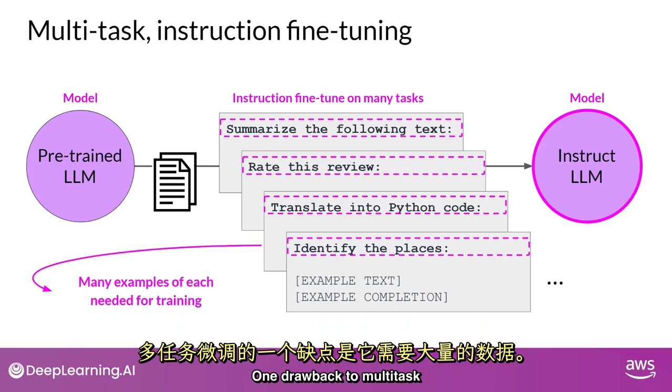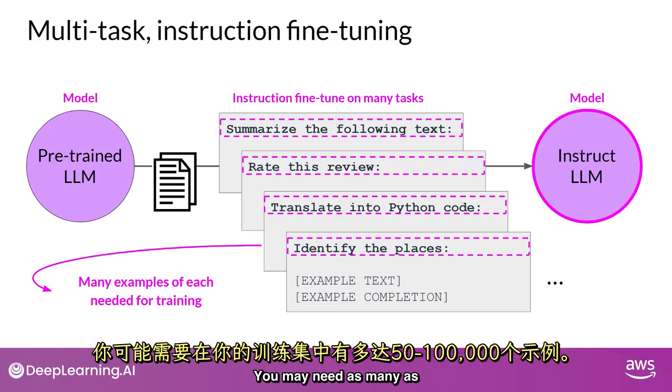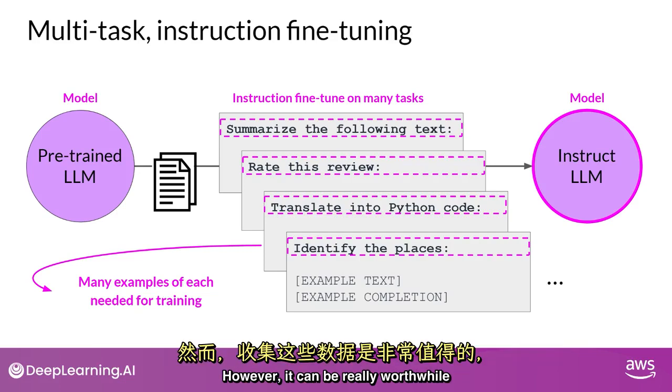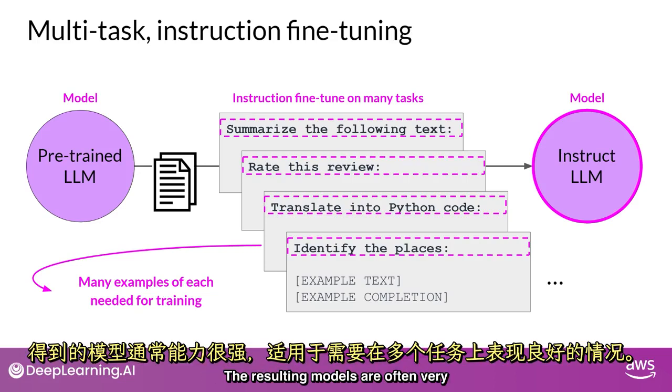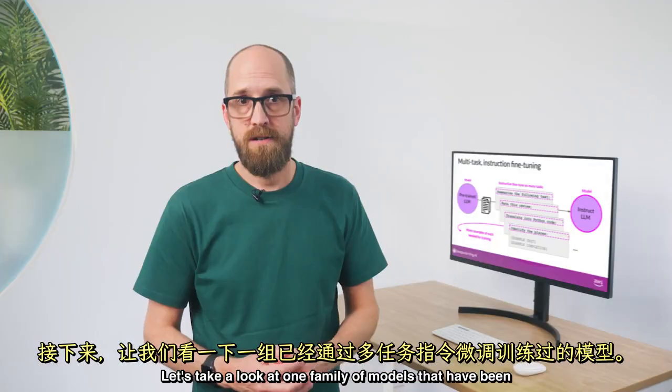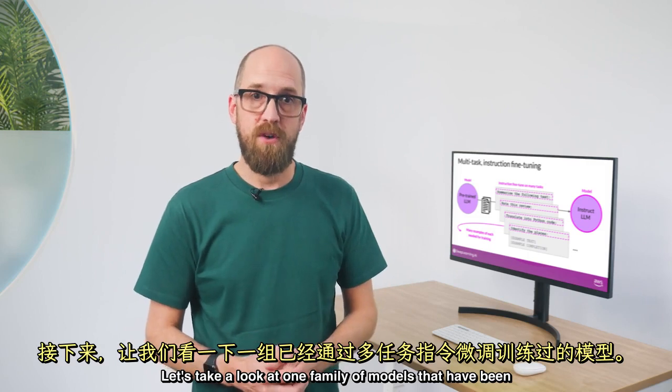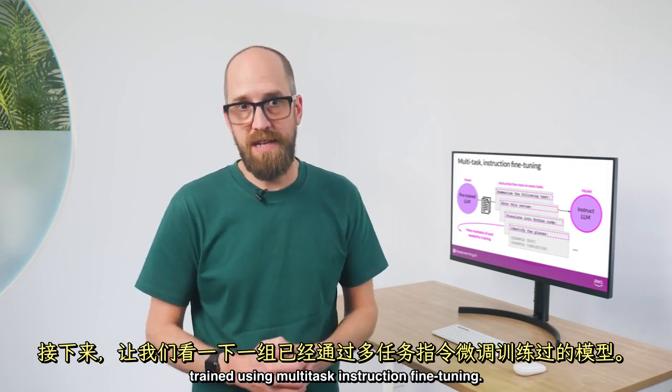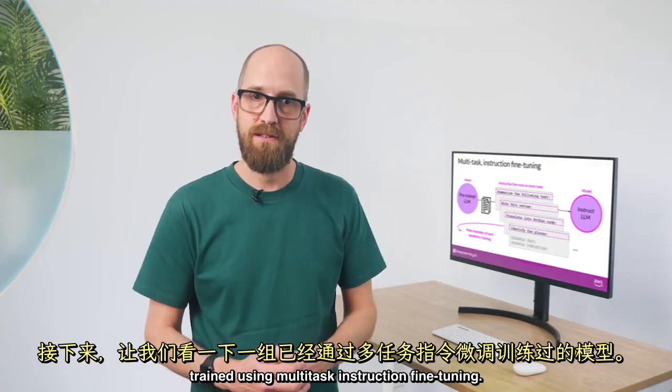One drawback to multitask fine-tuning is that it requires a lot of data. You may need as many as 50 to 100,000 examples in your training set. However, it can be really worthwhile and worth the effort to assemble this data. The resulting models are often very capable and suitable for use in situations where good performance at many tasks is desirable. Let's take a look at one family of models that have been trained using multitask instruction fine-tuning.